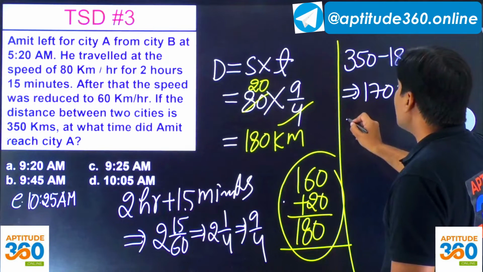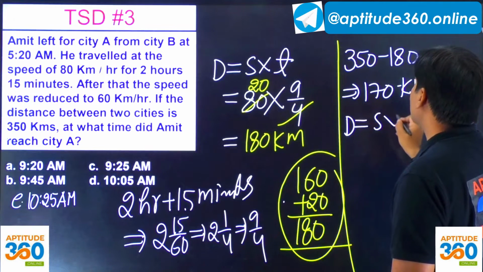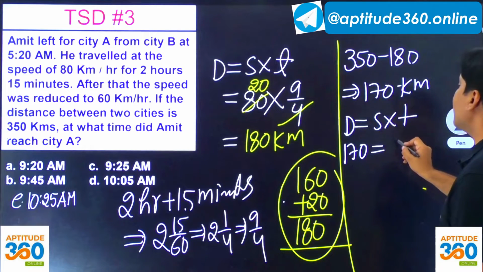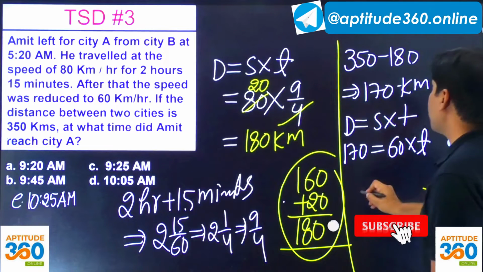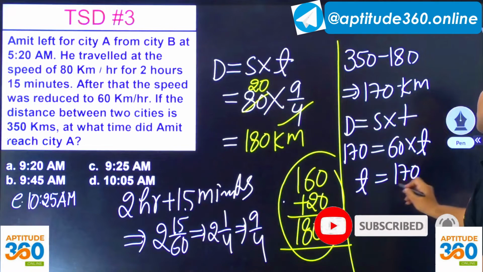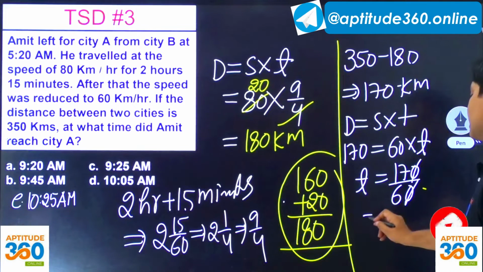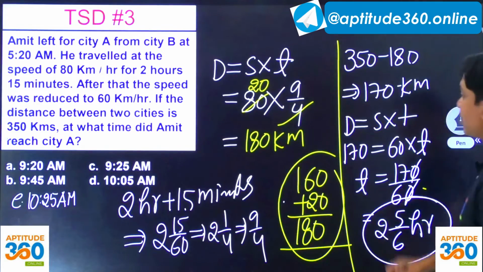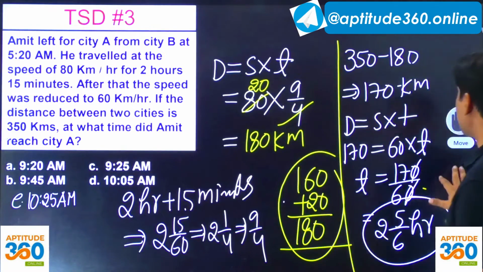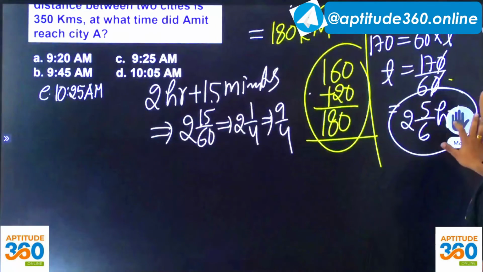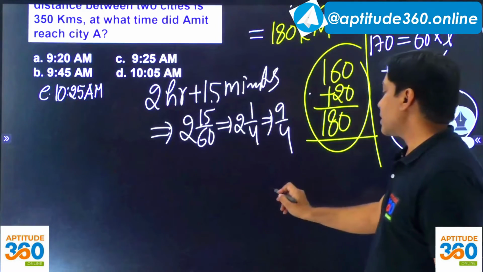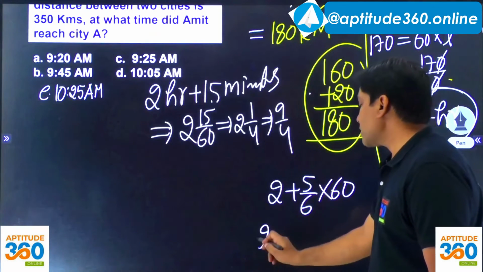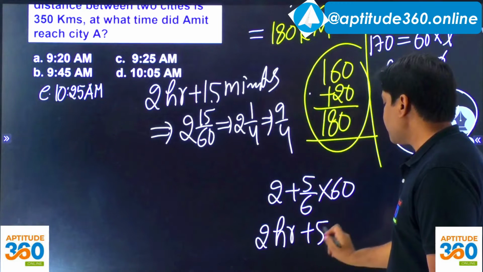Now distance is speed into time. Distance कितना? Distance is 170. स्पीड कितनी 60 into t. What is the travel time then? T is equal to 170 upon 60. Can you simplify this? Yes, this is 2 5/6 hours. Can you simplify what is the value of 2 5 by 6 hours? It's very easy for you to find out. 2 5 by 6 का मतलब 2 plus 5 by 6. 5 by 6 को 60 से मल्टीप्लाई कर दो. This is going to be 2 hours plus 50 minutes.